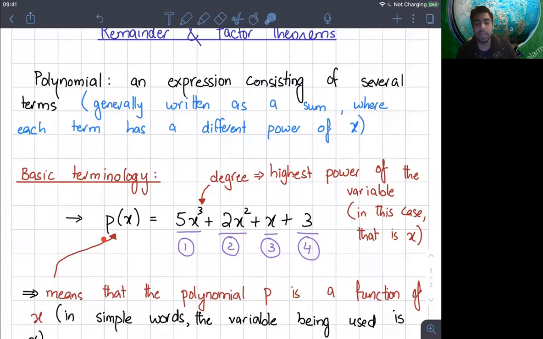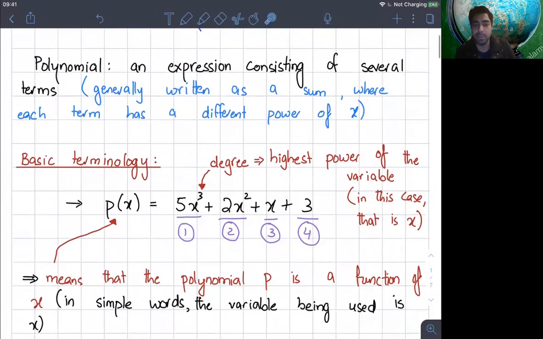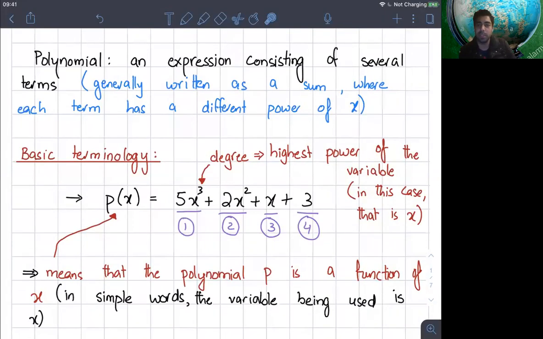And there's some terminology that all of you should know. The first one is p of x. What does that mean? Well, what that means is that the name of the polynomial is p. We're just representing the polynomial with p. And in the parentheses, it says x. The whole thing is generally read as p of x. It means that p is a function of x. Or again, in simple words, all that means is that the variable that we're using here is x.